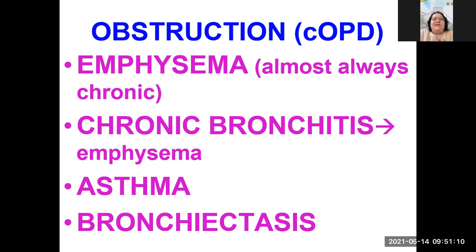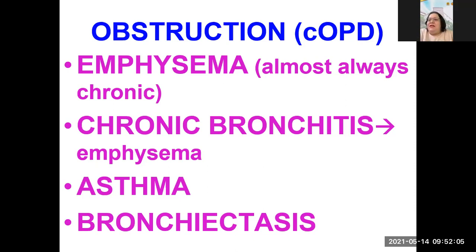But why is it made into one term right now? Because we found out that a patient may have a combination of all of the symptoms of these diseases. So you may be COPD predominantly emphysematous or COPD predominantly with chronic bronchitis. So it's difficult to now label it just emphysema, chronic bronchitis, but people with COPD may have a combination of symptoms and signs from all of these different disease entities. Emphysema and chronic bronchitis are usually chronic in nature.